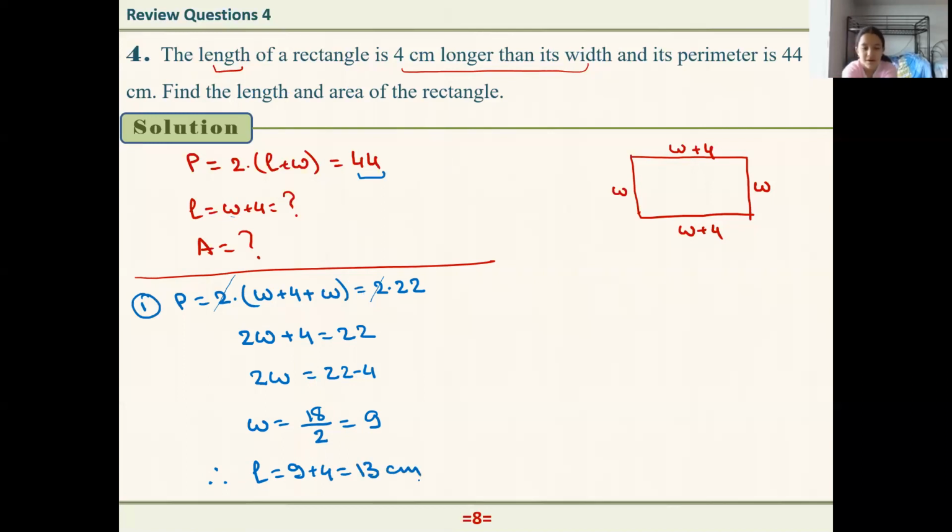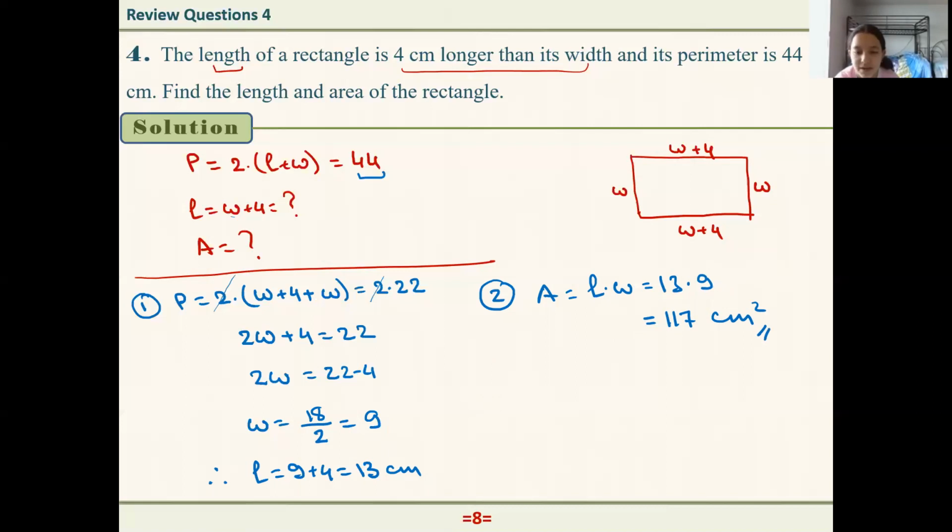And how about the second part of the question? We need to find the area. What is area? Area equals length times width. Do we know the length? From here we know it is 13. 13 times, how about width? Well, also we know the width. From here it is equal to 9. That's 9 times 10, 90. 9 times 3, 27. 90 plus 27, that is 117 square centimeters.